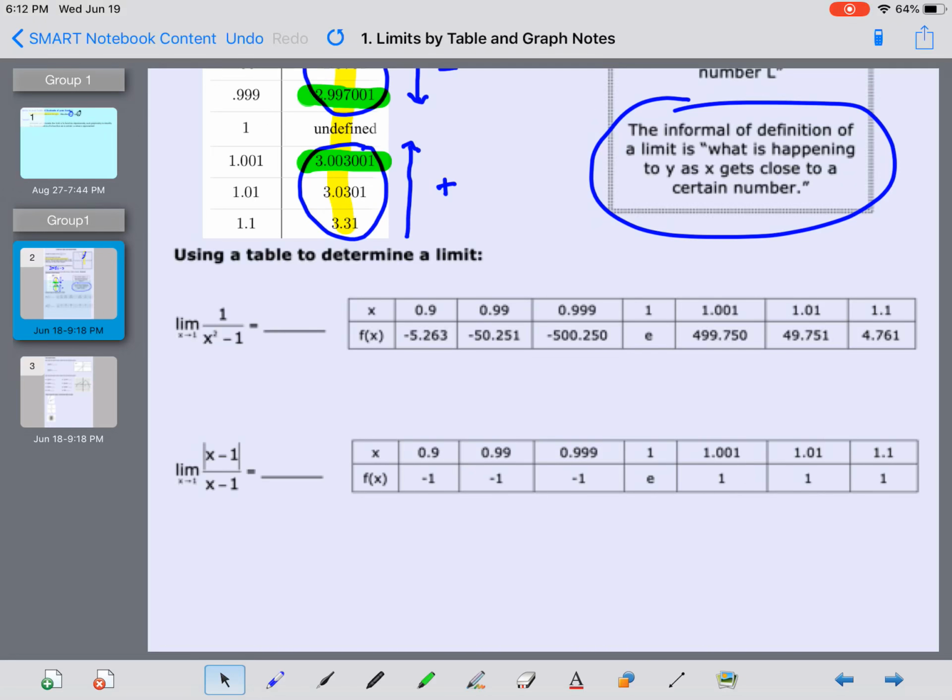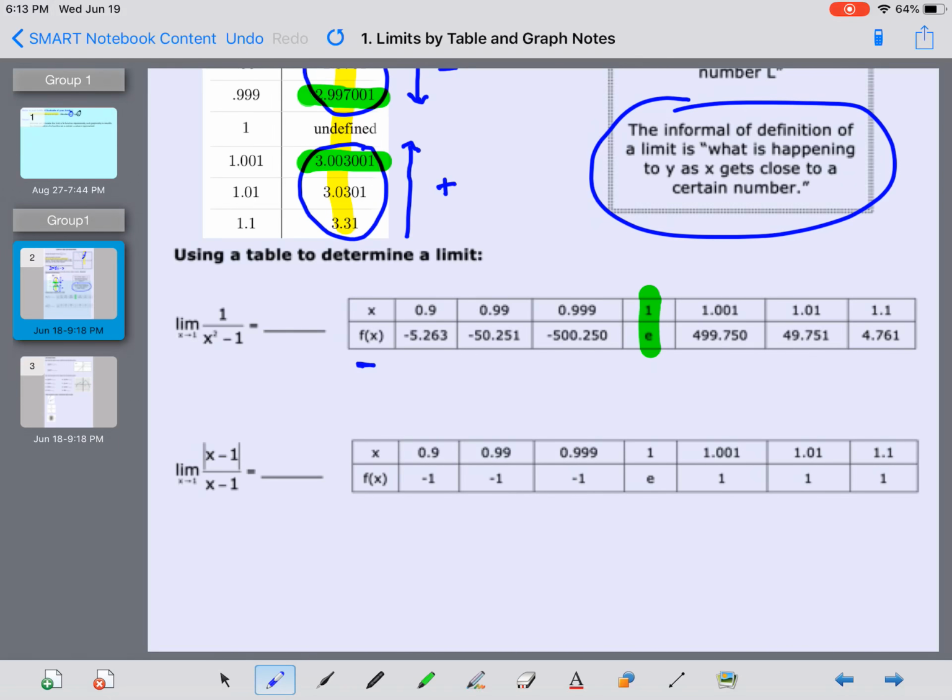So the first limit is 1 over x squared minus 1 as x approaches 1. So what we want to look at is this value of 1. Okay, that's what we're interested in. What's happening as we get closer? We know it's undefined at 1. Okay, but we want to see what's happening as we get closer and closer to this value. So we look at it from two sides.